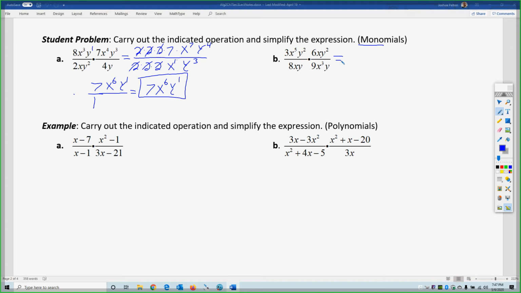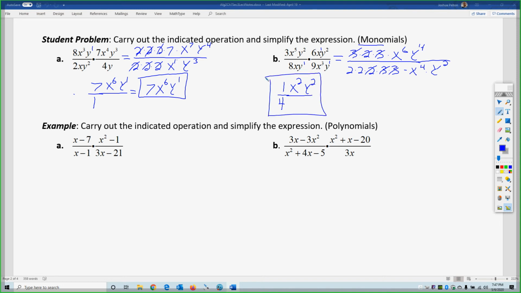Okay, next one, 3 times 2 times 3, x to the 6th, y to the 4th. And on the bottom, 2, 2, 2 for the 8, and 3, 3 for the 9, x to the 4, and y squared. Okay, so 2 of the 3's cancel, and 1 of the 2's cancel. So you're left with 1/4 numerically, and x squared and y squared algebraically. So the 4 is on the bottom, and you don't necessarily need the 1 on top. It's just the common factor that's left after all the numbers cancel.